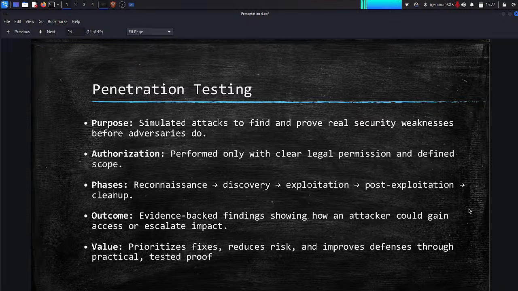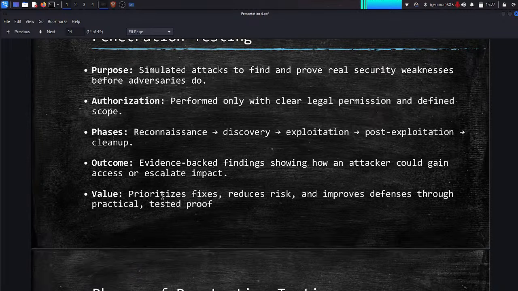So what is the value of penetration testing? What value are we providing? Prioritized fixes. If I report any kind of vulnerability, there is a deployment team that provides the fixes. This reduces the risk of future cyber attacks, and overall it improves the defenses through practical and tested proofs.